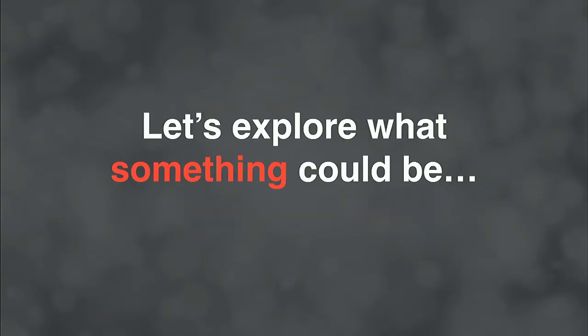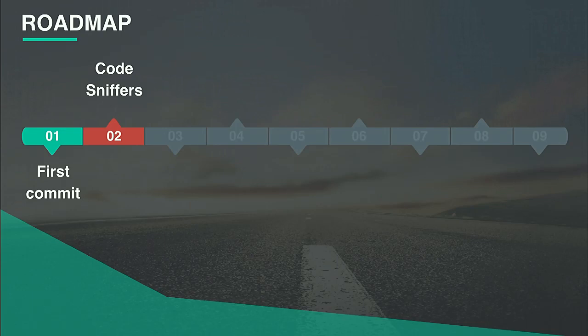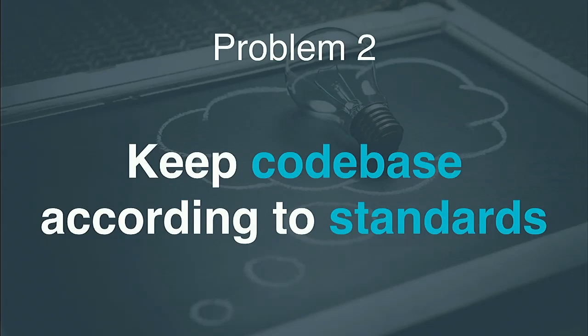And we need something to perform actions on the code that has been pulled from GitHub. So our next step was to add code sniffers. The problem that we were trying to solve was keeping the code base according to standards. Since we're building an open source product, we should be on the same page with everyone, with contributors, with the community. So we have to have code sniffers.